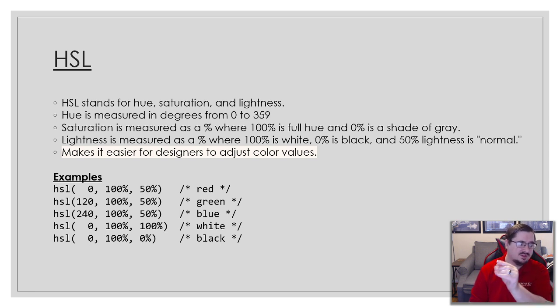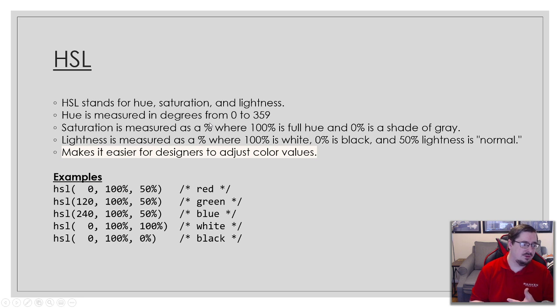Each of the different primary colors are separated every 120 degrees, every third of the circle. So red is at 0. If you go around, then you get to green at 120 degrees, and then you get to blue at 240 degrees. So you can see that with these first three examples. You see the hue value is 0, 120, and 240. That gets you red, green, and blue.